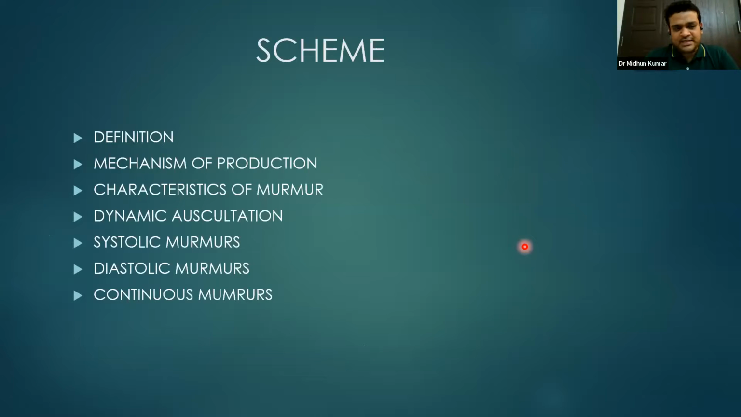My scheme of presentation is going to be: define murmur, the mechanism of production, the characteristics of murmur, and what dynamic auscultation is. Then we come to systolic murmurs, diastolic murmurs, and continuous murmurs. I'll try to keep it short and practice oriented, a pathophysiologic discussion rather than reading what is written in the slides. I'm going to explain the basic concepts behind it, since these slides are available in textbooks and in a number of materials around the world. You may not follow the slides, but the basic concept of approach is very important.